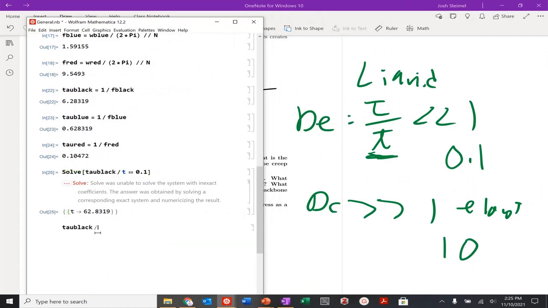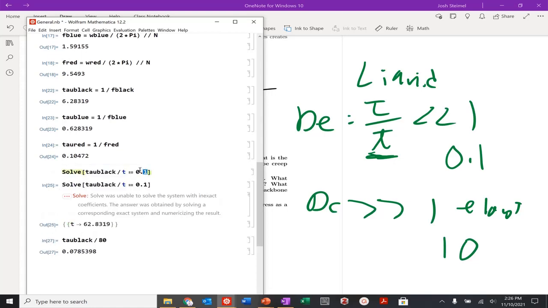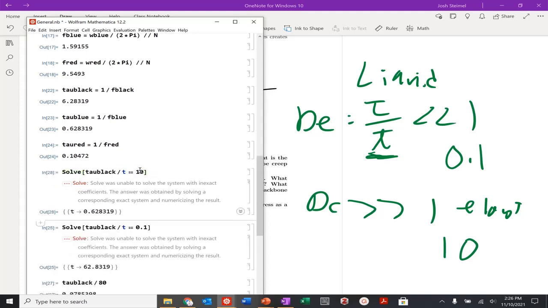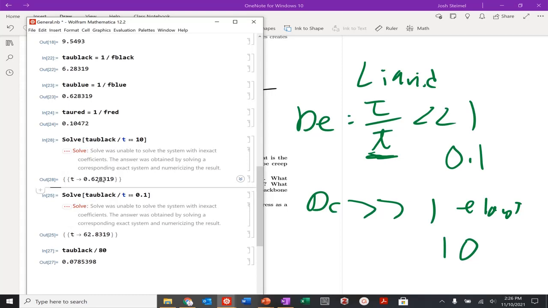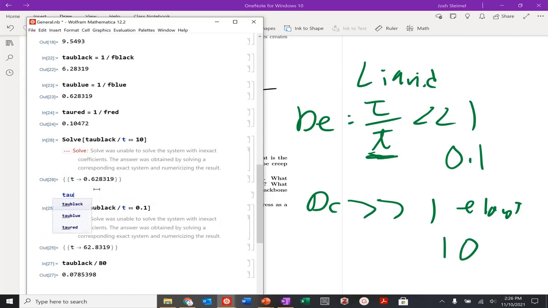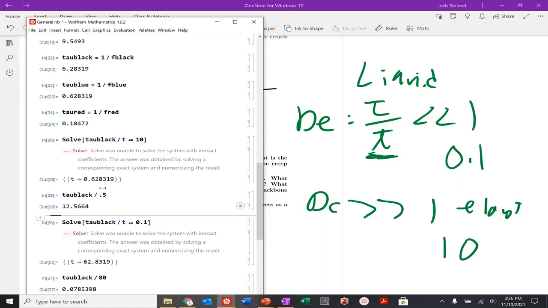So what we're saying here is, let's see, is this less than 0.1? About 80. So if I'm looking at experimental times larger than 62, I'm going to behave basically like a liquid. And we could do the same exercise for the other ones. If my times are shorter than 0.62 seconds, for example, tau black divided by 0.5, so if my experimental times are smaller than 0.62, I'm going to behave like an elastic material. And in between those times, I'm viscoelastic.